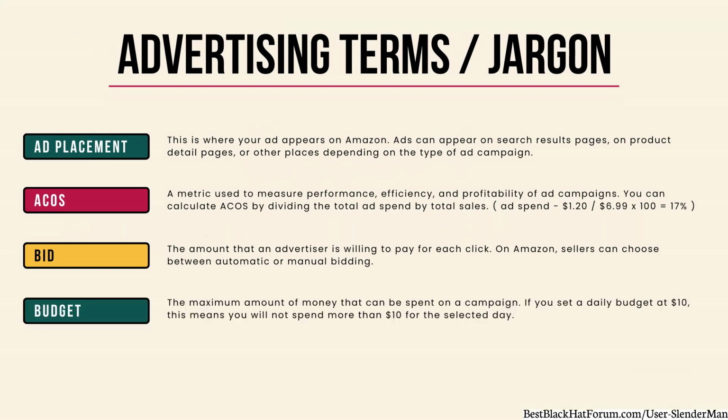Budget. This is the maximum amount of money that can be spent on a campaign. If you set a daily budget at $10, this means that you will not spend any more than $10 for the selected day. Now, that isn't quite accurate because say you set a daily budget of $10, sometimes you may go over that budget just a little bit. So you could see a daily spend of $10.90.